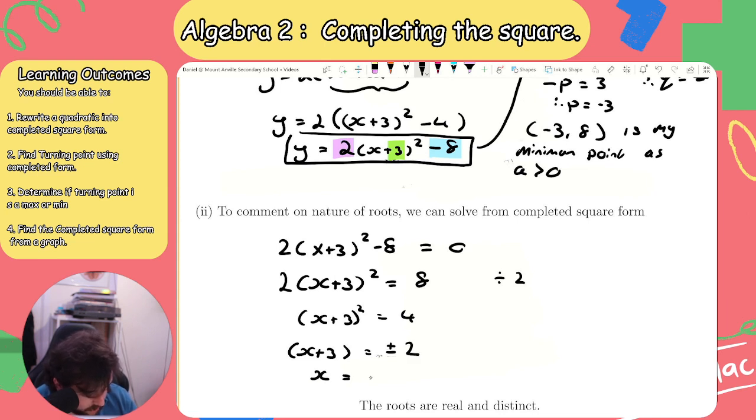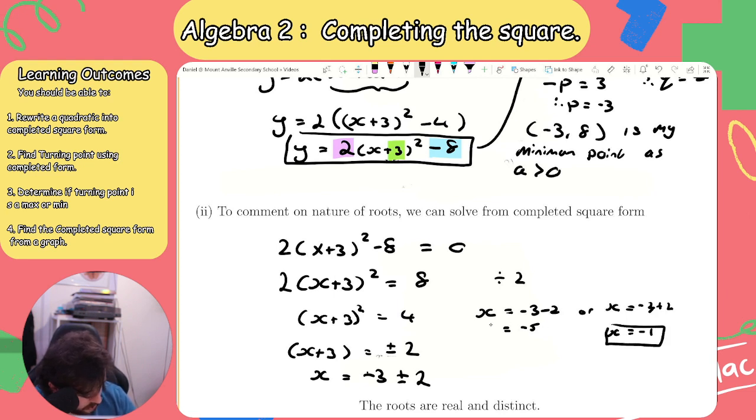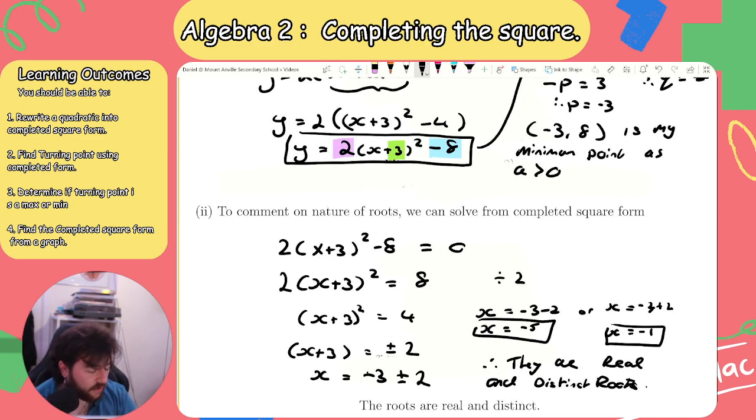So x is going to equal minus 3 plus or minus 2. So my solutions are x equals minus 3 minus 2, which is minus 5, or x equals minus 3 plus 2, x equals minus 1. So, x equals minus 5, x equals minus 1. They are real and distinct roots.